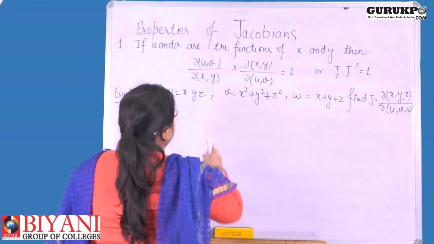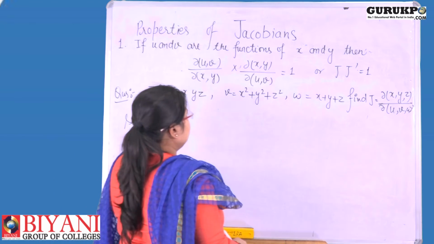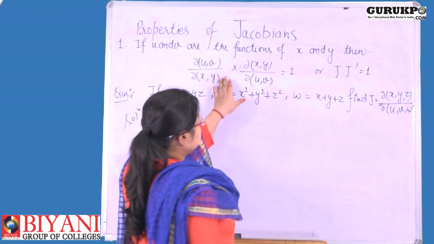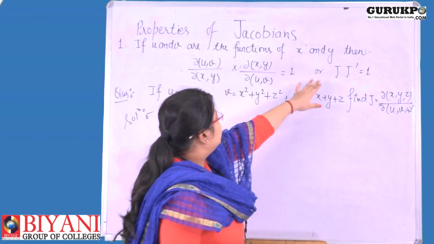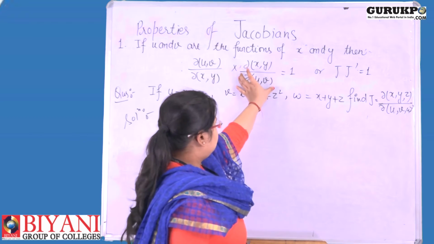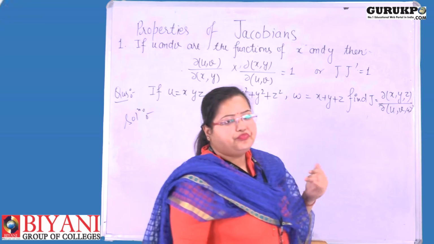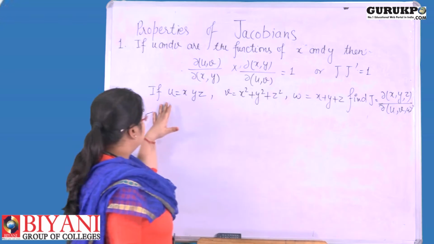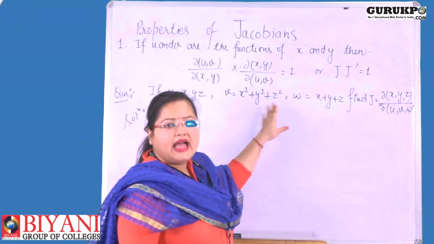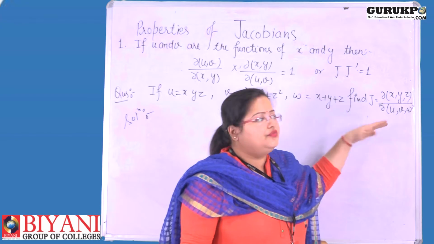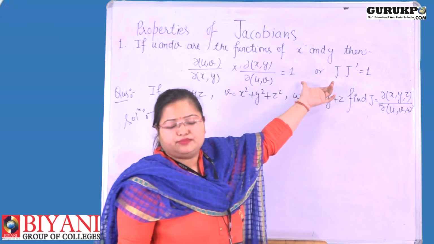Coming to the point, if we take the Jacobian of u, v with respect to x, y and x, y with respect to u, v, the multiplication is equal to 1. That is, if this is J and this is J dash, then the multiplication of J and J dash is 1. For example, if we take u, v and w, then we have to find the value of J. For this we will prove this property.